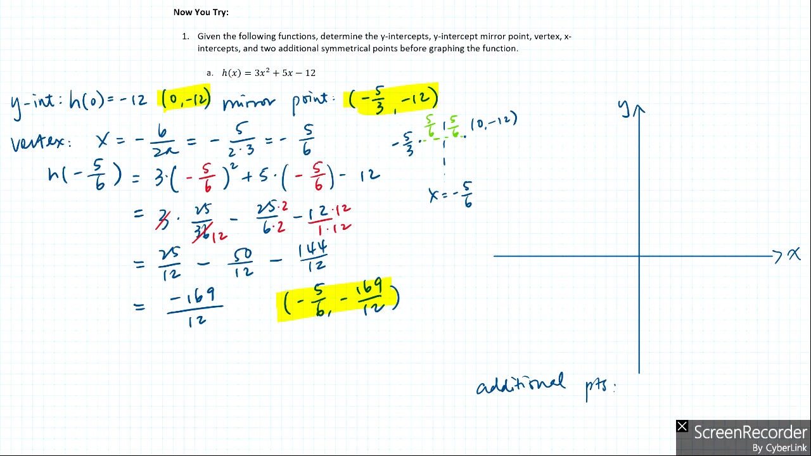To find x-intercepts, this uses the knowledge about factoring a function with leading coefficient not equal to 1. And if we want to do this, we want to use the AC method. That tells us a times c equals 3 times -12, which is equal to -36. That means we want 2 numbers with a product -36. And then we also want the sum to be equal to b, which is equal to 5.